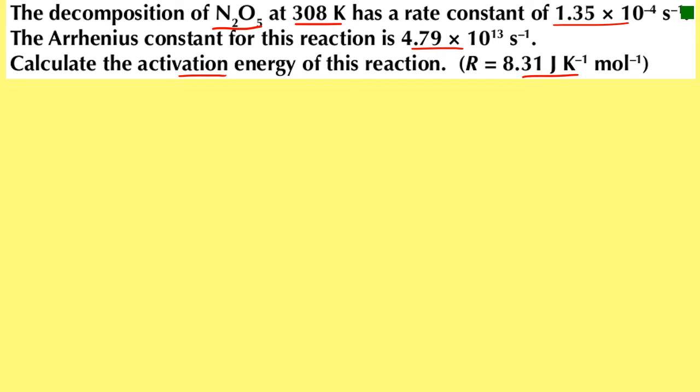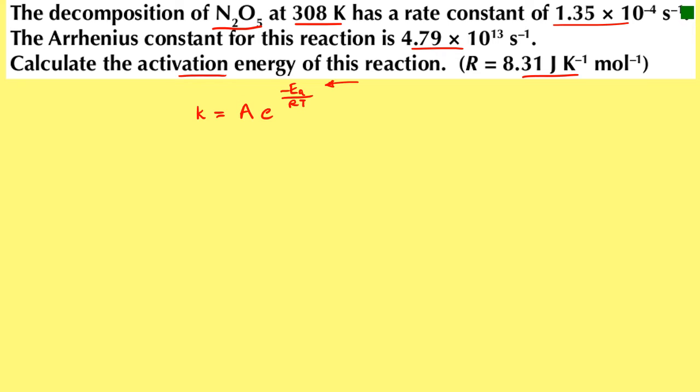So first of all, let's write down our equation. If you remember, our Arrhenius equation gives us k, so k equals A, the Arrhenius constant, times e to the power of minus the activation energy over RT. And what we want is the activation energy. That's what we've been asked for in the question.